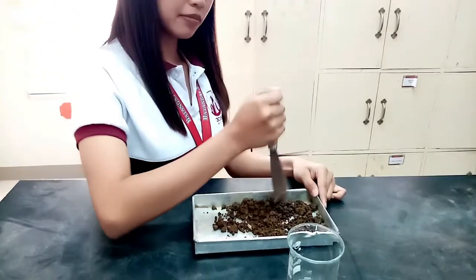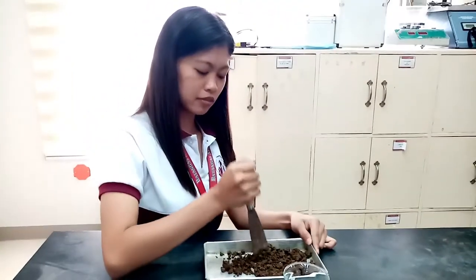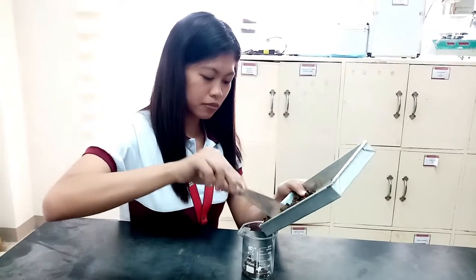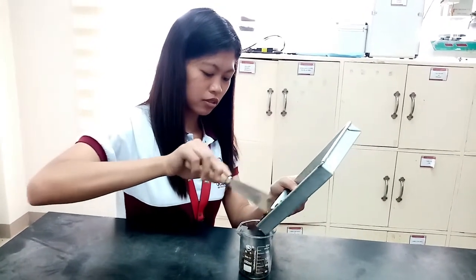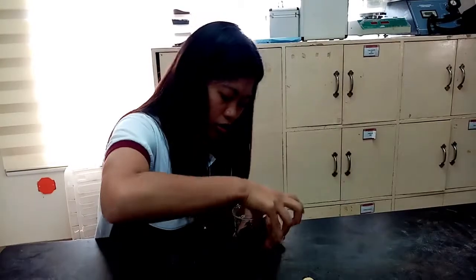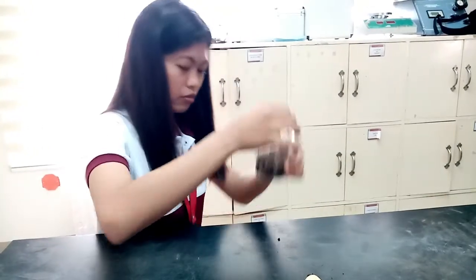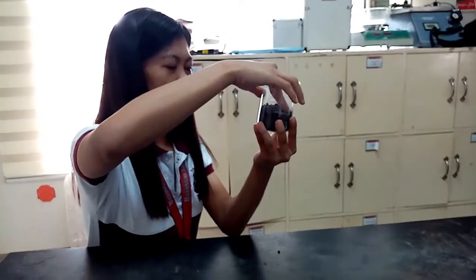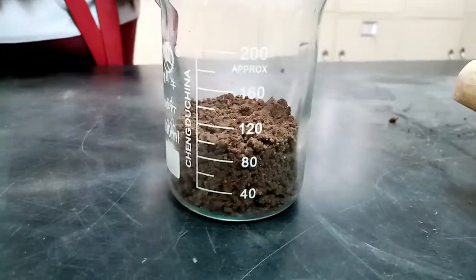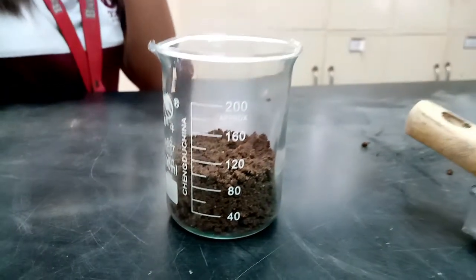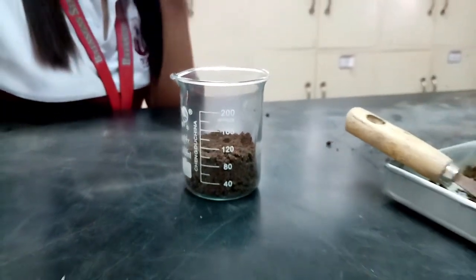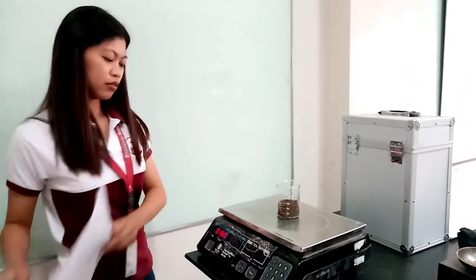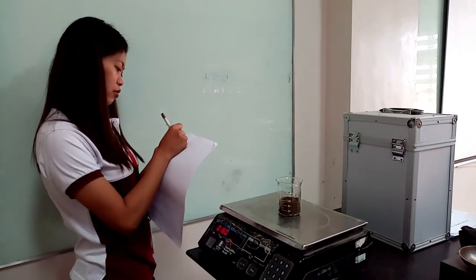The first step for this experiment is to collect some quantity of moist soil and put it in the beaker. Next, gently press the soil sample inside the beaker until it reaches the amount of 100 ml. Take the total weight of the container with soil and record it.